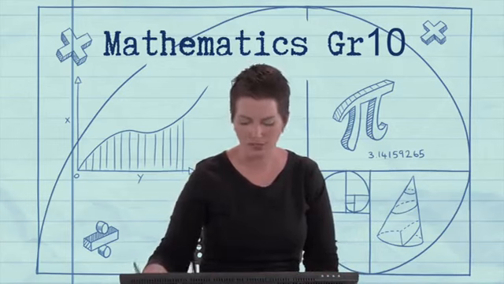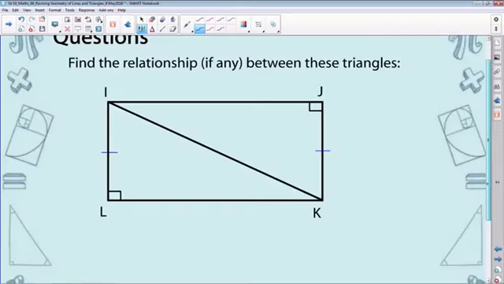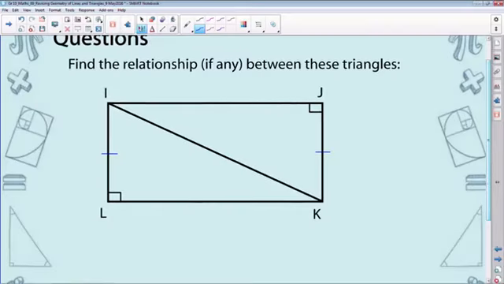Let's go on to the next question. It says, find the relationship, if any, between these triangles. Okay, so we have two triangles. We have I, L, and K, and we have I, J, and K.